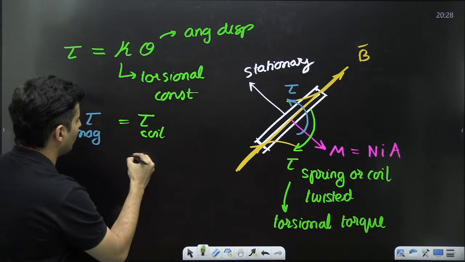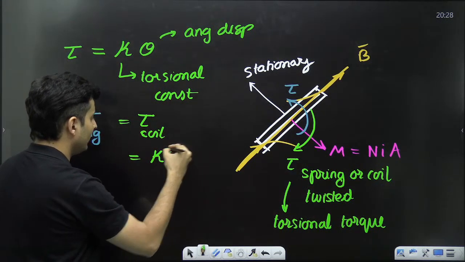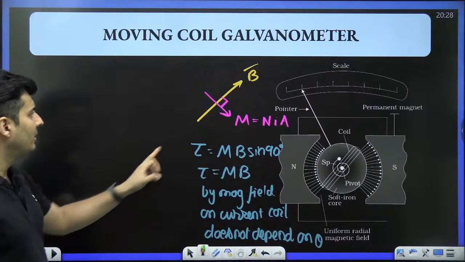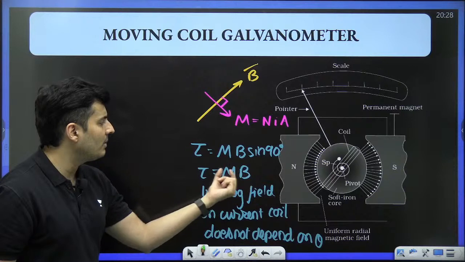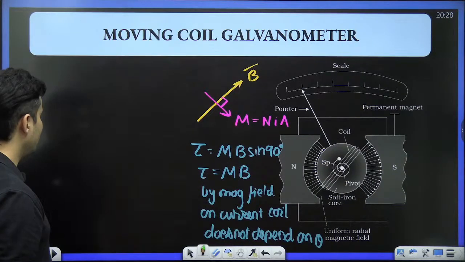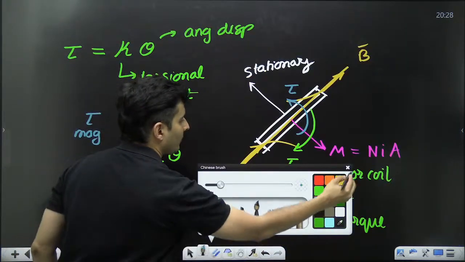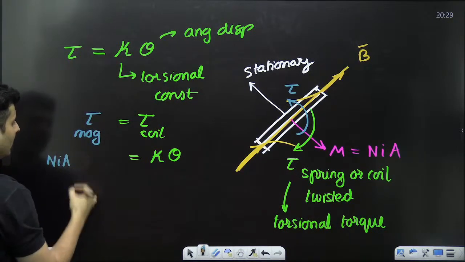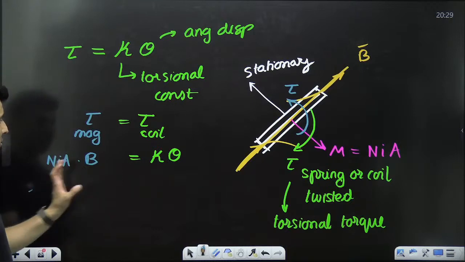Now what is the torque by the coil? It is k into theta. What is the torque by the magnetic field? Torque by the magnetic field is mB, but m is nIA. Torque is mB, and m is nothing but nIA into B. That's what it is.